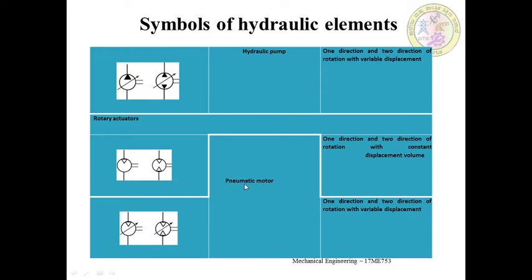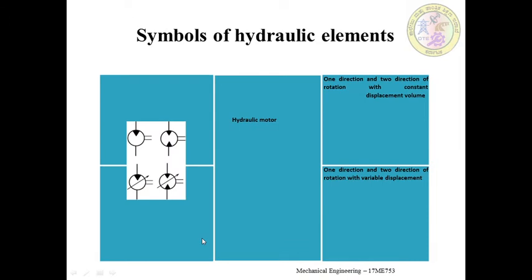And this is a pneumatic motor. The symbol shown in this image is a pneumatic motor, with one and two direction rotation with constant displacement volume. And this is also a pneumatic motor, with one direction and two direction of rotation with variable displacement. This is constant displacement. This is variable displacement.